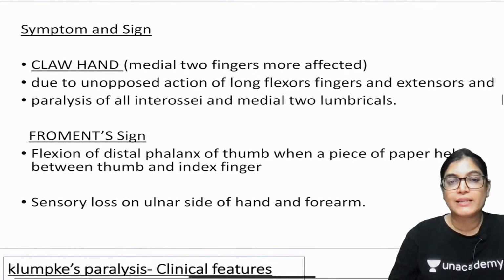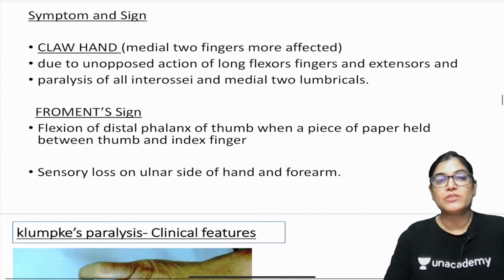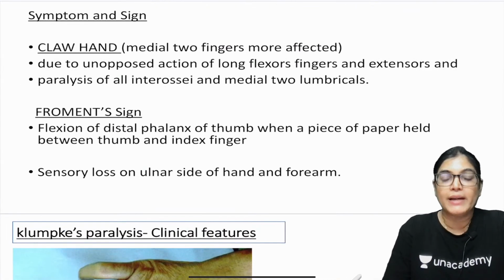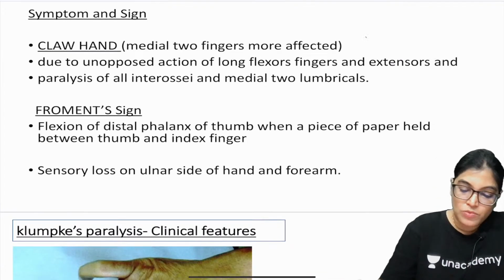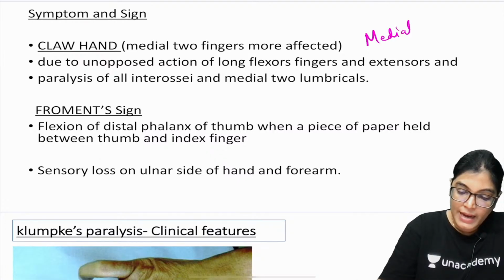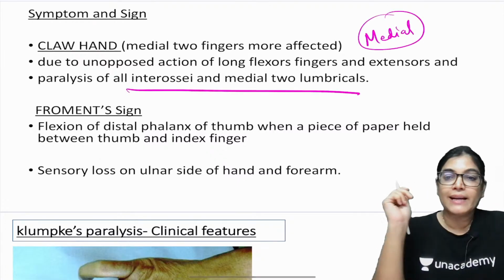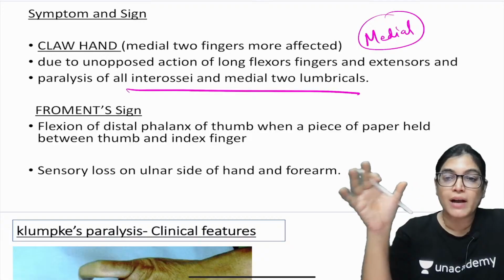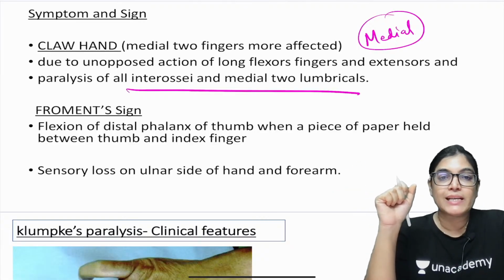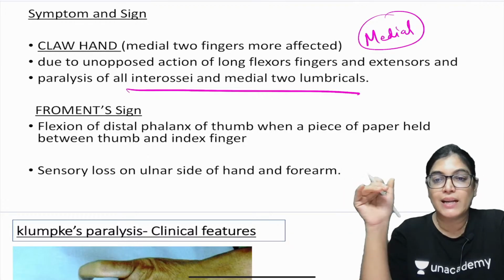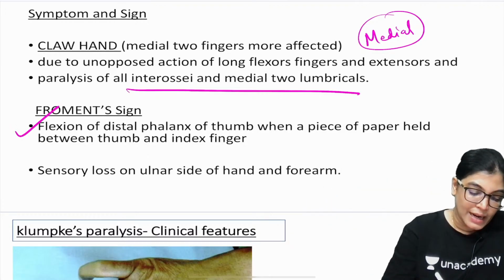Now coming to signs and symptoms of the patient. In case of lower trunk palsy, the person will come with claw hand, and it will be pronounced on the medial side of the hand and fingers, because a major chunk of the intrinsic muscles is paralyzed. All the palmar and dorsal interossei are paralyzed, and the medial lumbricals are paralyzed.